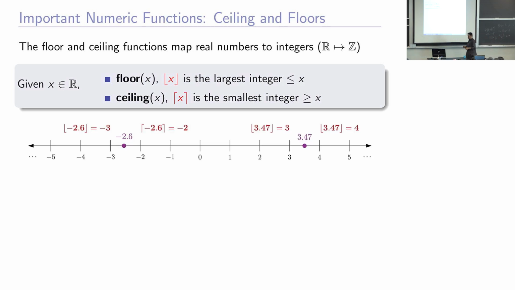On the real line, if you want to find the floor of a number, you start going to the left. Which is the first integer that you hit? That is called the floor of this number. For the ceiling, you look at the number on the real line and start going to the right, increasing. What is the first integer you hit? That is called the ceiling of the number.